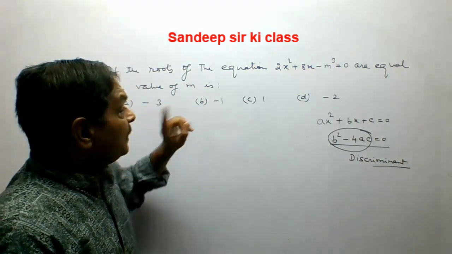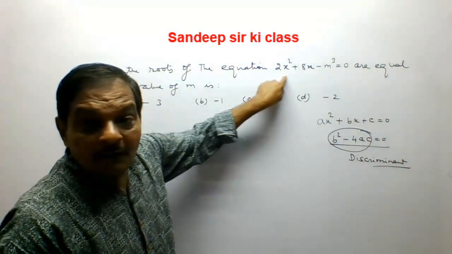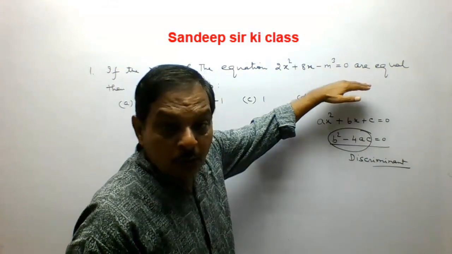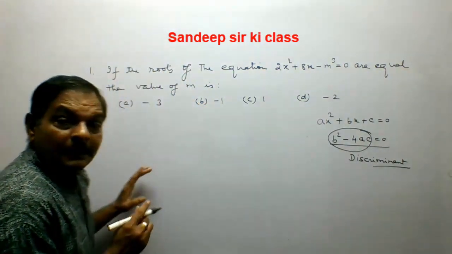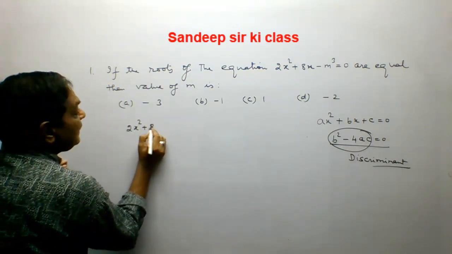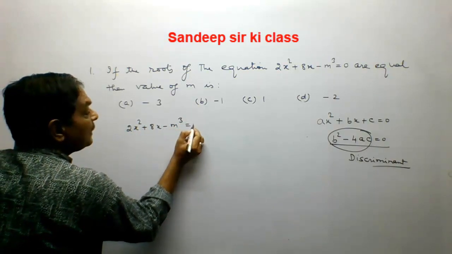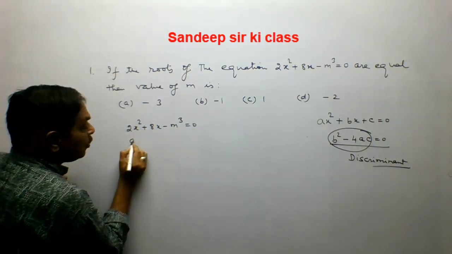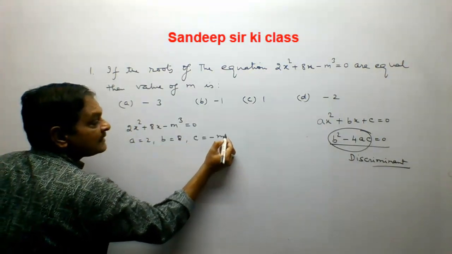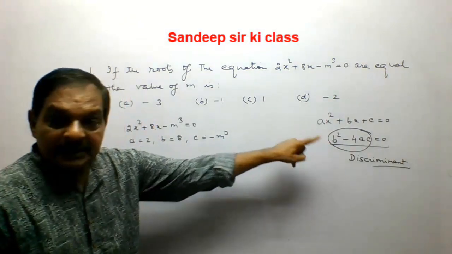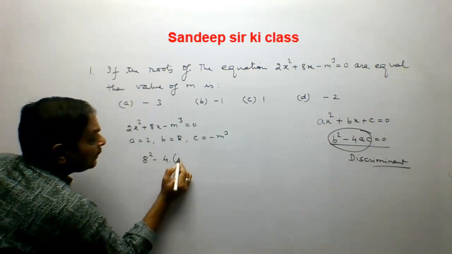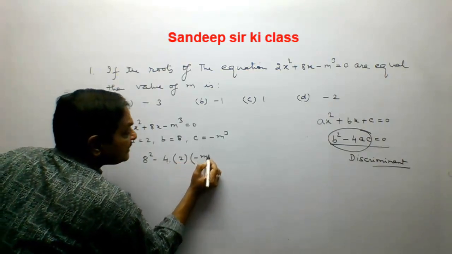of the equation. Now we calculate the discriminant of this equation and we will put that value as equal to 0 because the roots of the equation are equal. So our equation given is 2x square plus 8x minus m cube is equal to 0. Here a is equal to 2, b is equal to 8 and c is equal to minus m cube. So b square minus 4ac, that is discriminant is 8 square minus 4 into 2 into minus m cube.